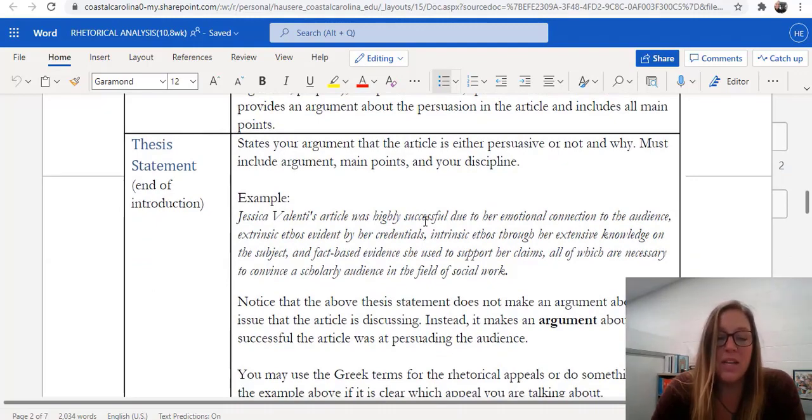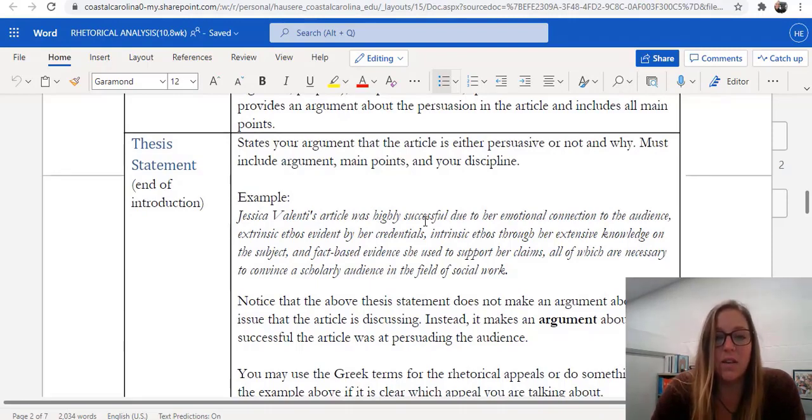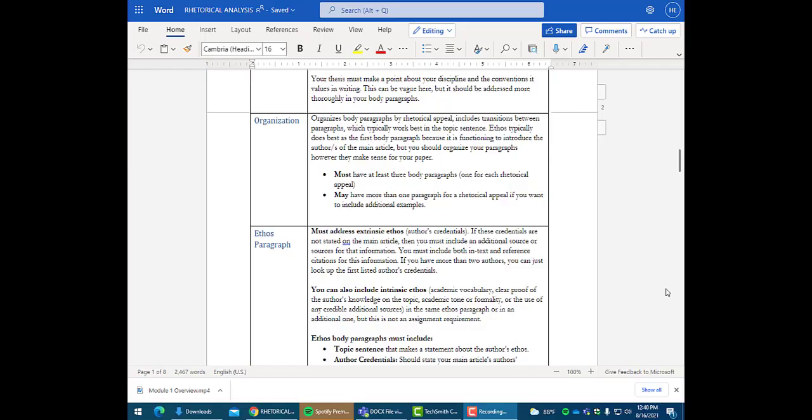One thing to keep in mind is that a rhetorical analysis analyzes the success of the author's rhetoric. How well do they persuade their intended audience, which consists of other scholars in their field of study? So you are not making an argument about their argument. What you're going to be doing is making an argument about their persuasion and how well they do that.